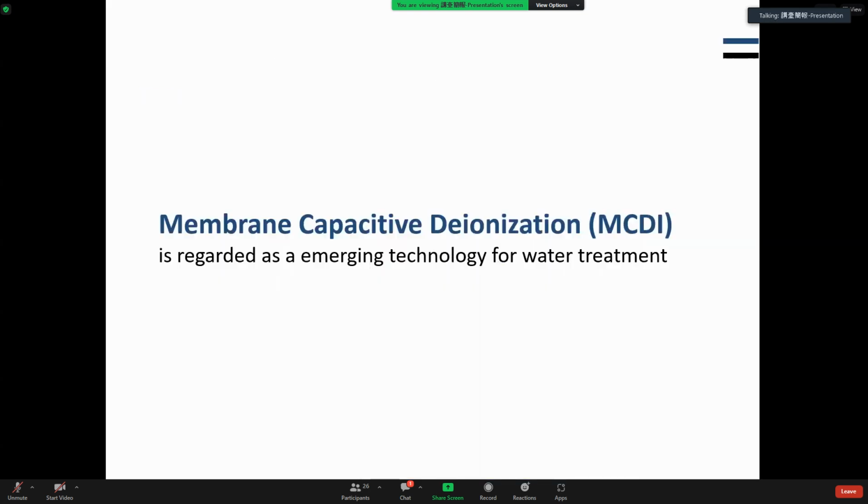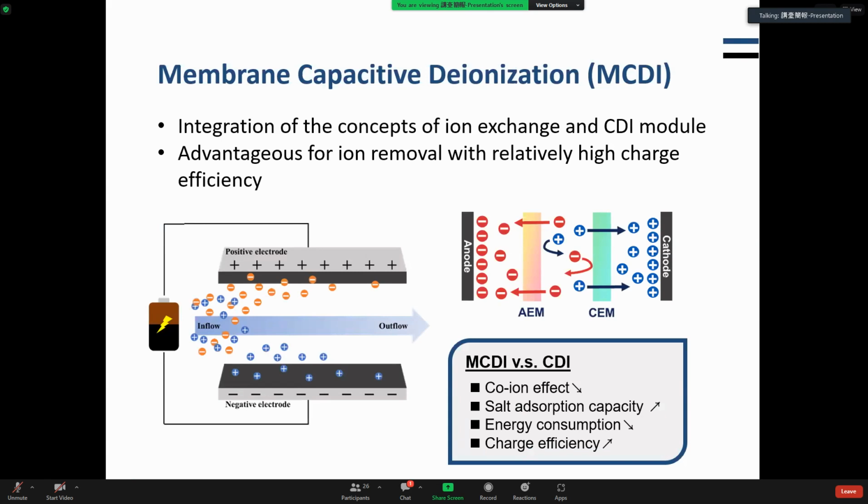With that, I believe most of you agree that MCDI, the membrane capacitive deionization, is regarded as an emerging technology for water treatment. MCDI is an improved configuration of CDI that integrates the concept of ion exchange and the CDI module. It is really advantageous for ion removal with relatively high charge efficiency, which I'm not going into detail about.